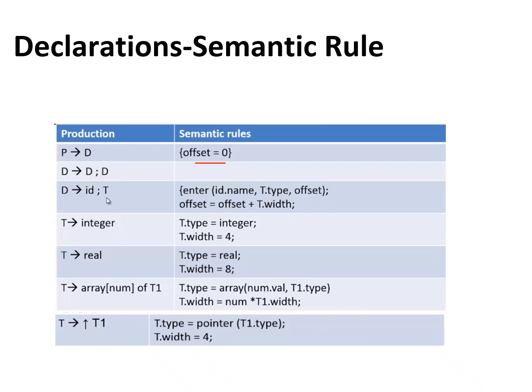Initially, your offset value is set to 0. Whenever you call identifiers, your symbol table will have the name, its type as well as its offset value. Since the offset value is 0 initially, if you call an identifier, then the offset value will be added with the width of that identifier. If the type is an integer, then t.width will be equal to 4, or if the type is real, then t.width will be equal to 8.